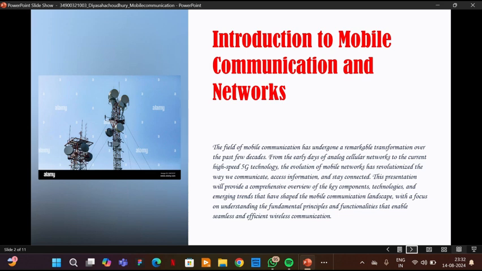So, what is mobile communication and networks? This is the introduction page. The field of mobile communication has undergone a remarkable transformation for the past few decades, from the early days of analog cellular networks to the current high-speed 5G technology. The evolution of mobile networks has revolutionized the way we communicate, access information, and stay connected. This presentation will provide a comprehensive overview of the key components, technologies, and emerging trends that have shaped the mobile communication landscape with a focus on understanding the fundamental principles and functionalities that enable seamless and efficient wireless communication.